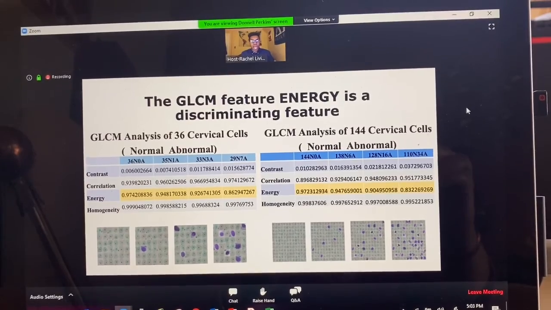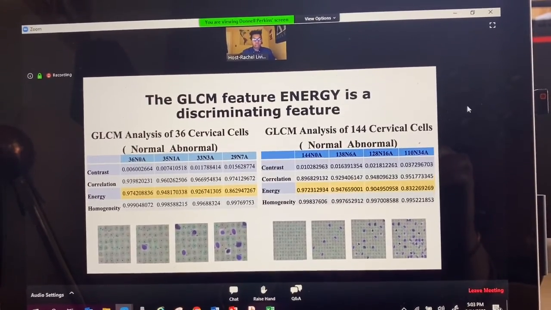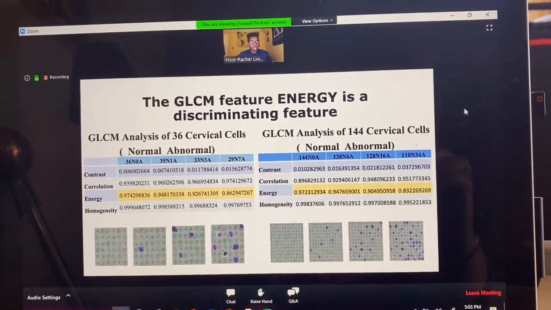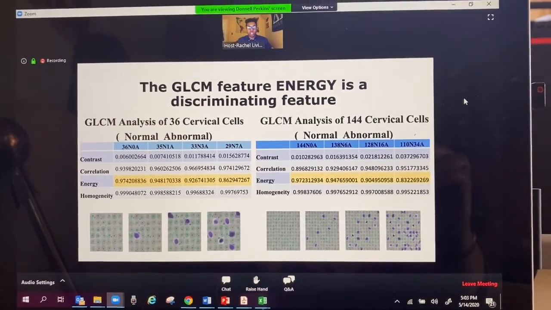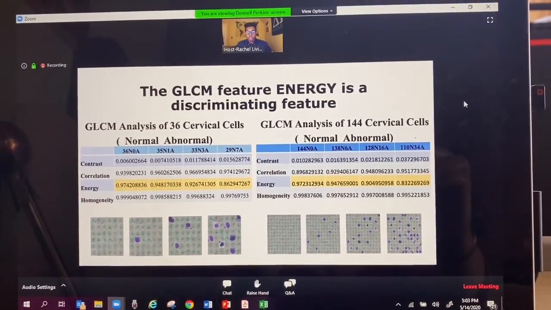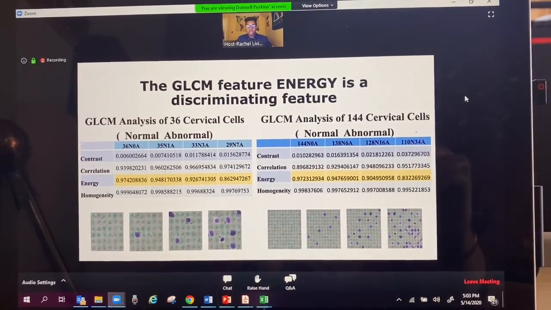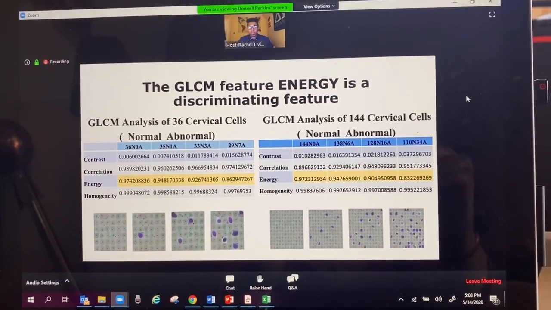As you add precancerous cells to the layouts within our simulated environment, you can see that there are certain trends that follow within the analysis of 144 cervical cells. And on the right, you can see those cervical cells being analyzed, with the same trends forming within the data set.